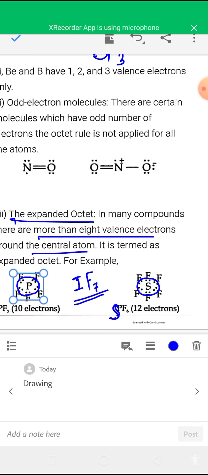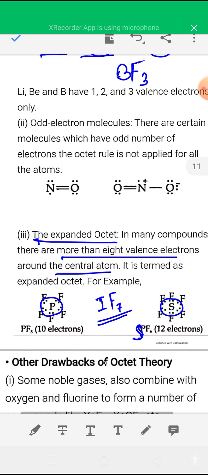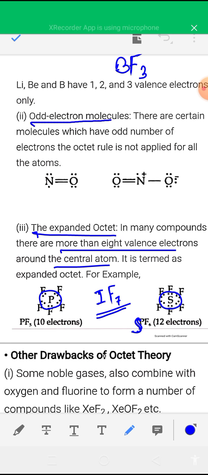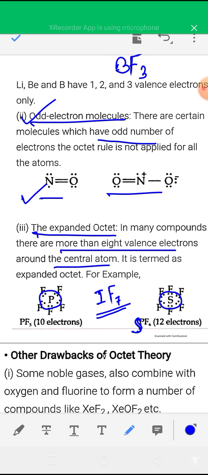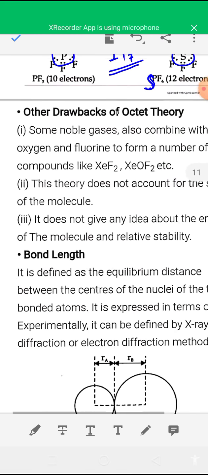The third limitation is odd electron molecules or odd electron chemical bonds. We know that generally for a chemical bond at least 2 electrons are required, but in certain chemical compounds like NO, NO2, and oxygen molecules, 3 electron bonds exist. That is an odd electron bond, an odd number of electrons. For example, in nitric oxide, NO, there are 3 electron bonds, and also in NO2. So these are exceptional cases from the octet rule.